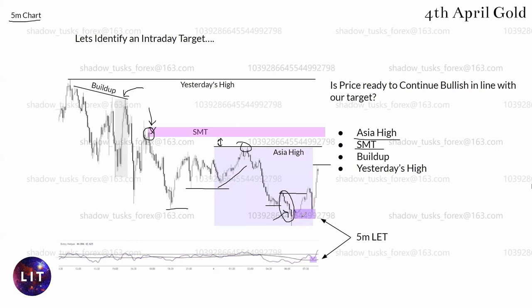Now, that doesn't mean to say, of course, this isn't valid Asian mitigation, we should be trading it, but it's for the understanding purposes. If we get a 5M let, not a 1M, it has to be a 5M, you may indeed expect price to then continue into the direction of the main target.